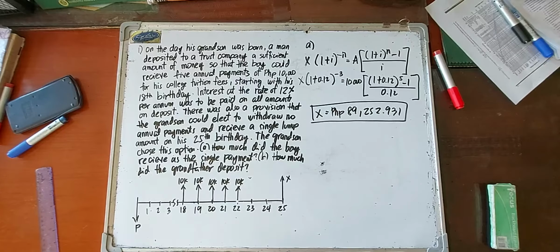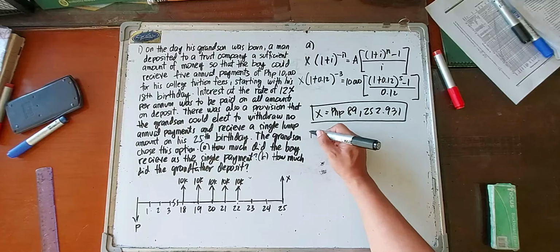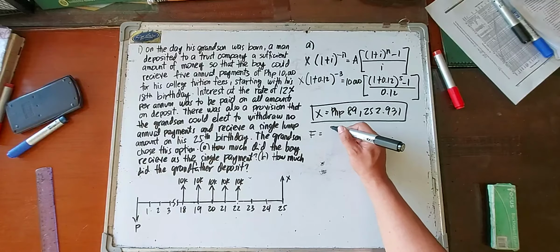Okay, that's it. And then we can also use the concept of deferred annuity. So paano yung deferred annuity natin? We are solving for x. X in this case is s. Let's just write down the formula muna.